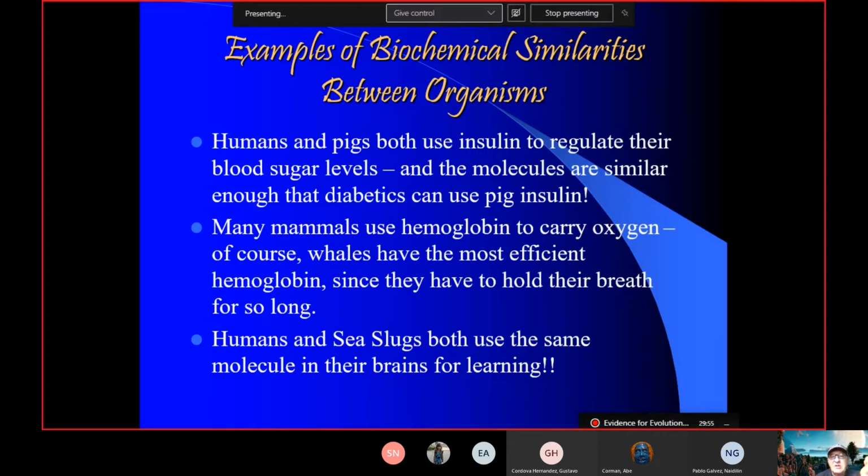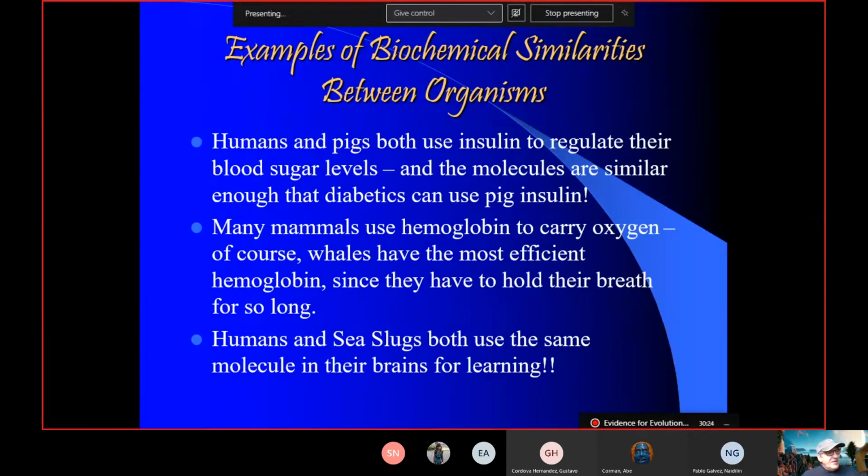And when sea slugs are taught a task, we can measure the changes in that molecule, just like we can measure the changes in that molecule when humans learn something. And it's the same molecule, even in a sea slug, as it is in a human, that changes when we learn something new. Now, just in case you're wondering what a sea slug could possibly learn, it's not like they're memorizing Shakespeare or something.